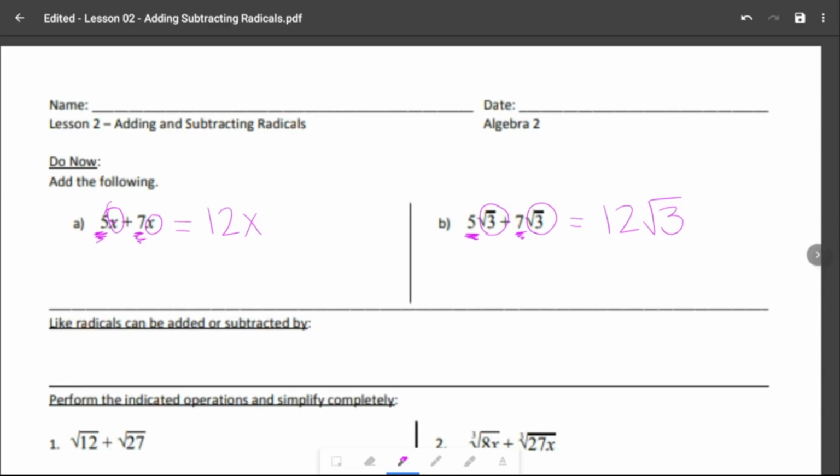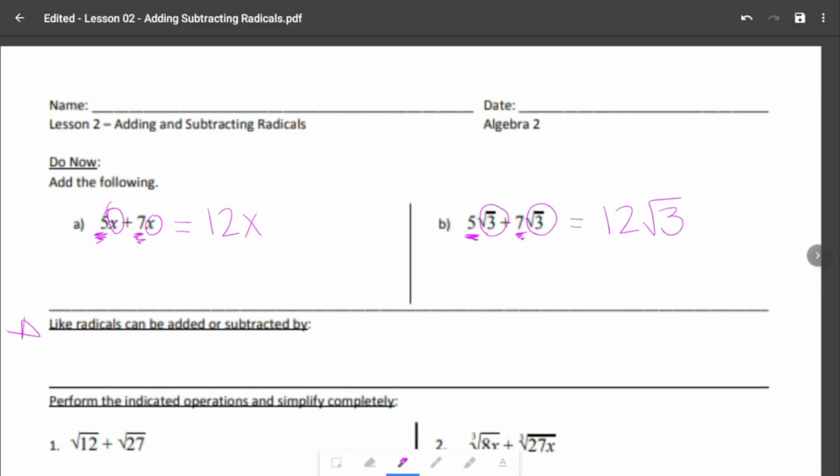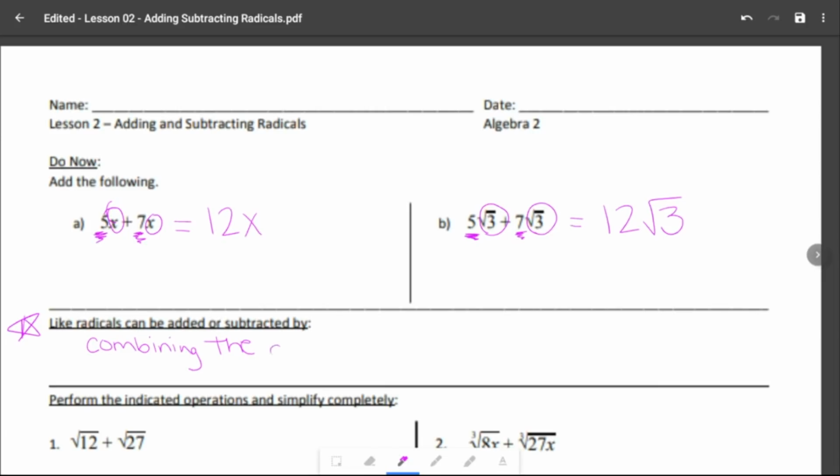The radical does not change, just like the x did not change in the first problem. All we were trying to do was see how many radical 3's we have all together. So if you want, make yourself a little note down here. Like, radicals can be added or subtracted by combining the coefficients and keeping the radical the same. That number inside the radical does not change.